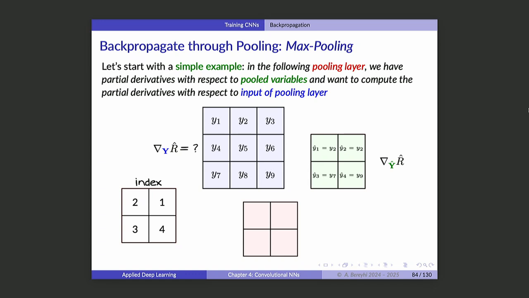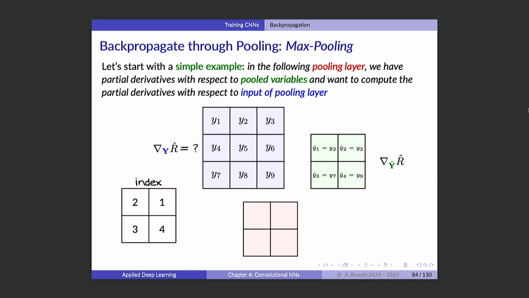So if I go on, I'm going to write derivative of r hat with respect to y hat 2 times derivative of y hat 2 with respect to? Great. And I keep on going till I'm over with all y hats, right? Everybody's clear? Questions?